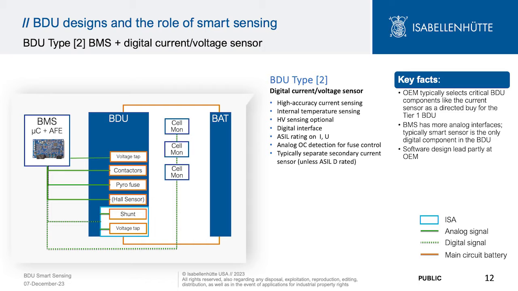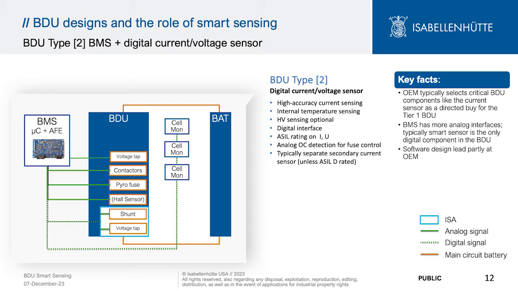So the second type would be a BMS with a digital current voltage sensor in the BDU. So this is a little bit less highly integrated than the first type we looked at. Basically here we would still have a digital current and/or voltage sensor in the BDU that has an analog front end and would do the AD conversion in the module and communicate digitally to the BMS.